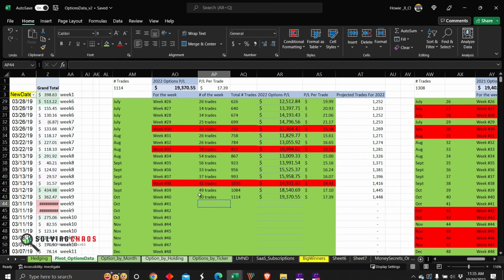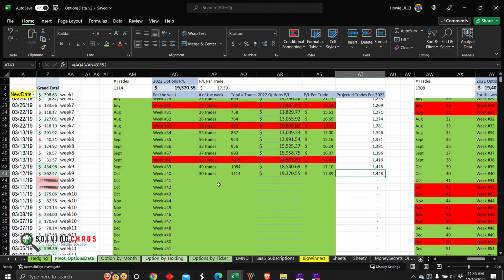And I double checked some of the numbers. Everything looks like it reconciles. So I had to fix the number of trades. That's looking right. The profit looks good. And so my trade count for this year is projected to finish around 1,448 trades. And you'll see I have 12 weeks left.